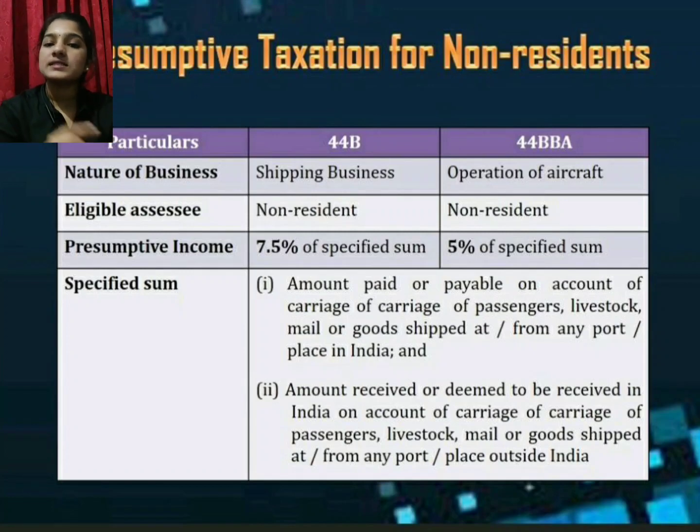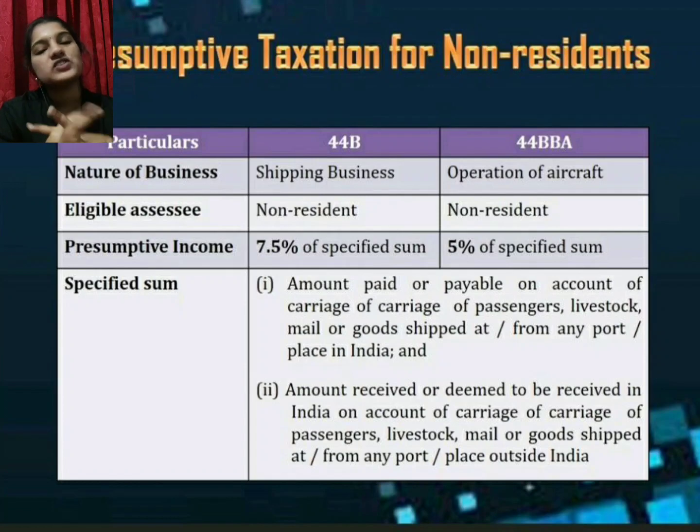Okay. The next is section 44BBA. It is similar to section 44B, but it is available to non-residents who are engaged in the operation of aircraft. 44B is available for shipping business, but 44BBA is available for the non-residents who are engaged in operation of aircraft. Here, the presumptive income will be 5% of the specified sum. For 44B, it was 7.5%. For 44BBA, it is 5% of the specified sum. The meaning of specified sum is the same in both the cases.